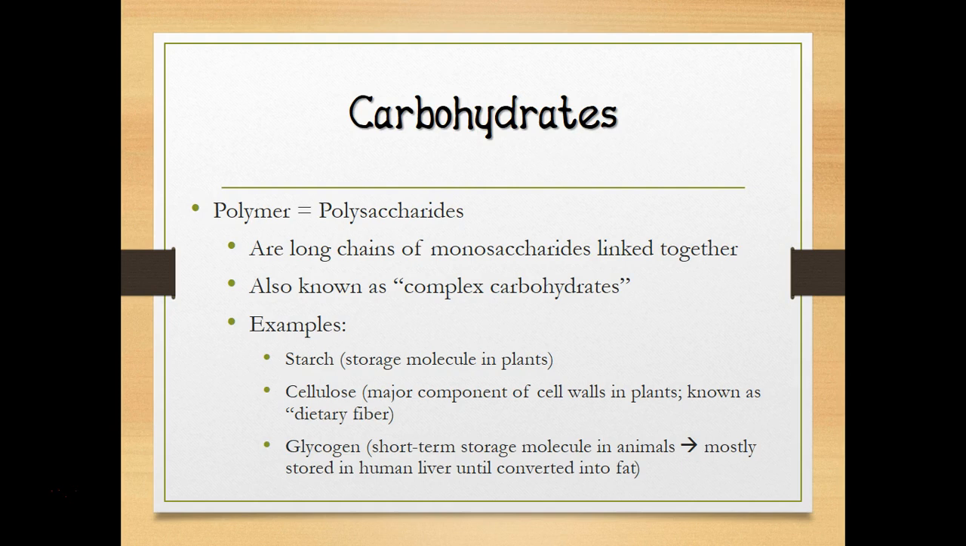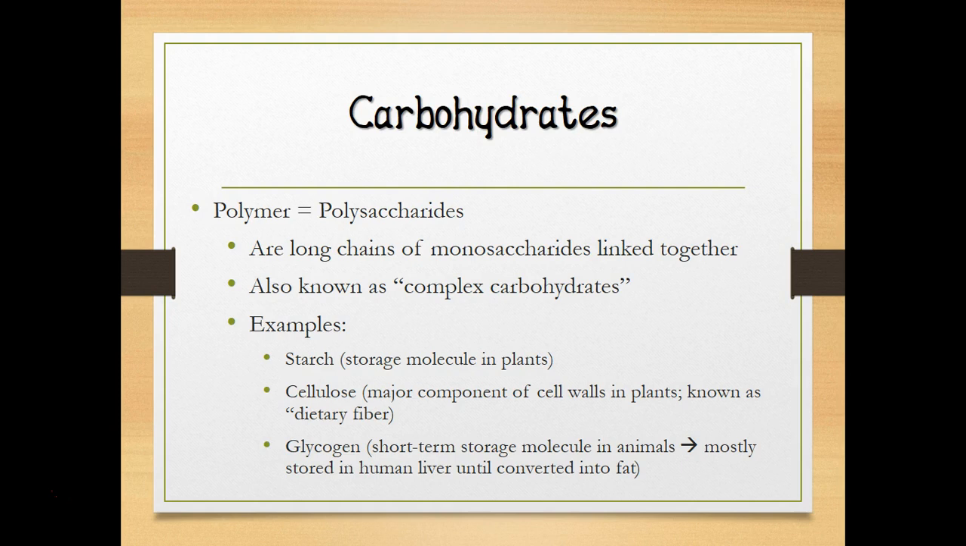Your true polymers are your polysaccharides. So these are really long chains of monosaccharides linked together. You'll often hear them from a nutritional standpoint as complex carbs. So things like starches. These are the big storage molecules that plants use for the excess glucose they produce via photosynthesis. And it's what we typically end up eating. So it's those grains that we find in our breads, in our pastas, in our potatoes.